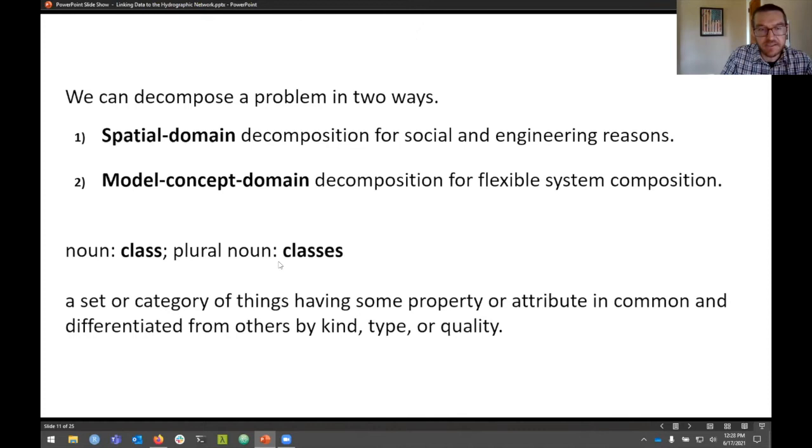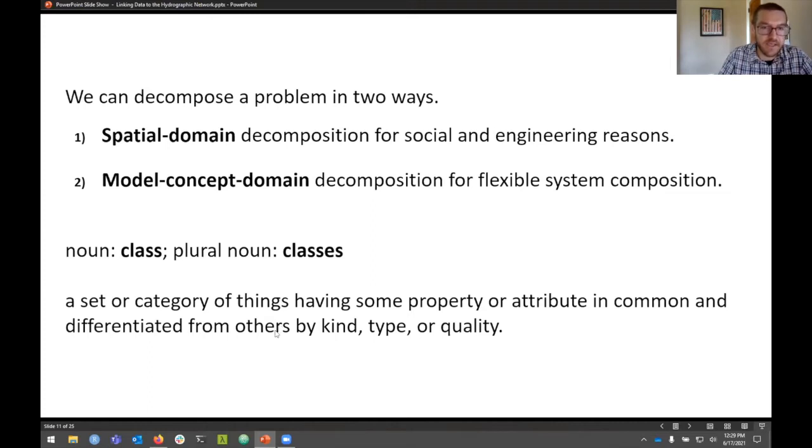So the second thing here is if you're not familiar with this term class in the context of software development or information modeling, it's really critical to most data models. That's basically because most data models are defined as class models. In this context, class comes from the UML paradigm, the Unified Modeling Language, a visual language used for a lot of things in information modeling and software, but it's a nice formalism for information modeling. A class is a set or category of things having some property or attribute in common and differentiated from others by kind, type, or quality.